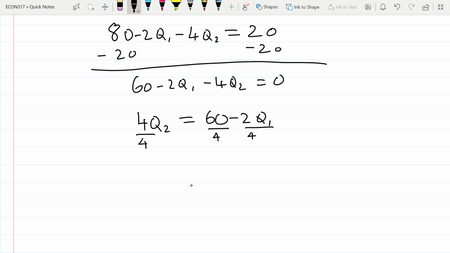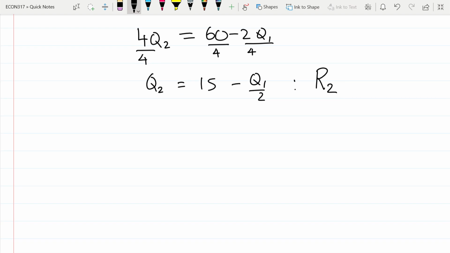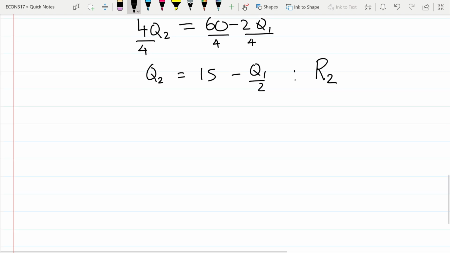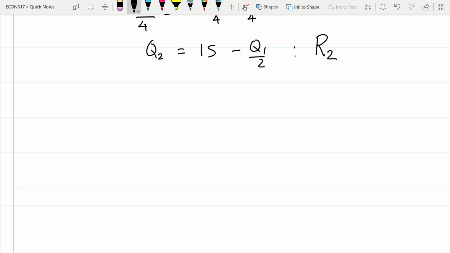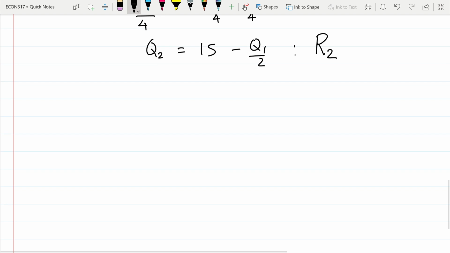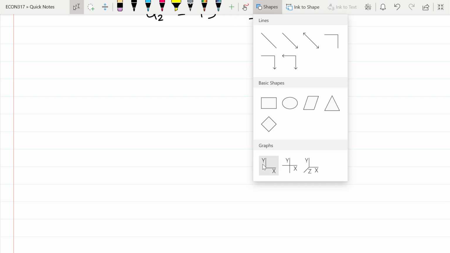So this gives me Q2 as (15 minus Q1) over 2. This is the reaction function for firm 2, where it responds to the quantity choices of firm 1, and the goal for each firm is to earn their own maximum profit without regard to the other firm. We would like to draw this in a graph to show how these two reaction functions look.